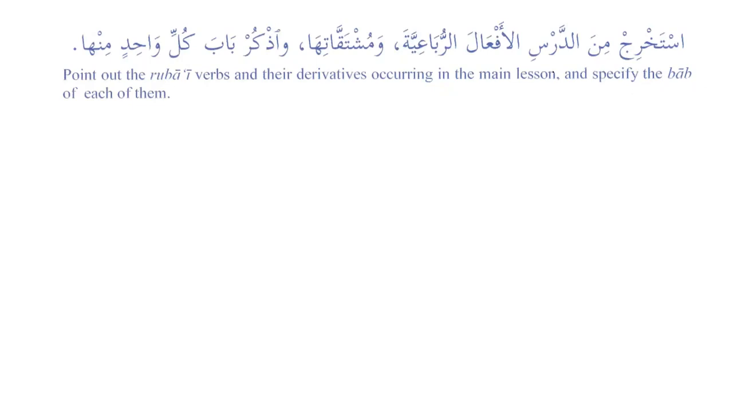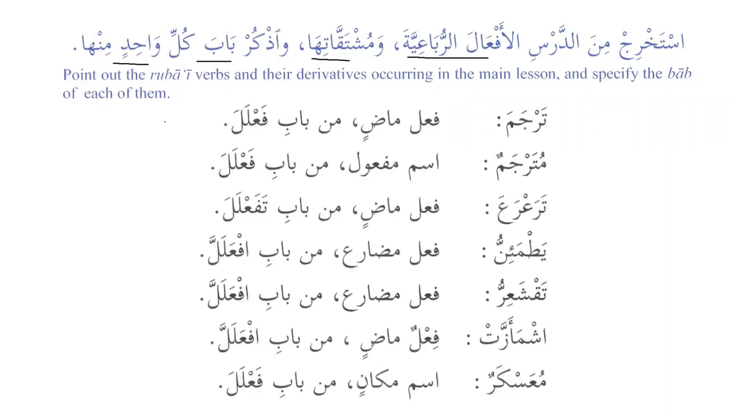Istakhrij min ad-dars al-af'al al-ruba'iyyah. Now we have to derive the verbs that have 4 root letters, and their derived forms, and mention the bab of each one, and then mention whether they are rubai al-mujarrad or rubai al-mazid. So I have taken this from the lesson, as we can see over here.